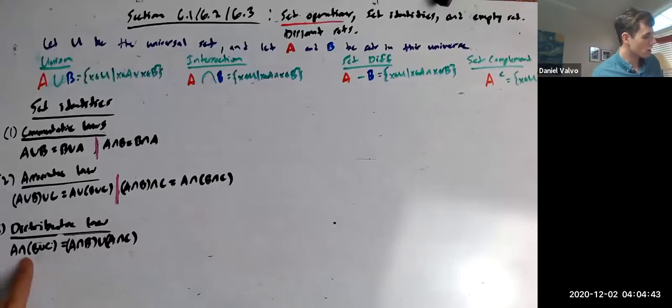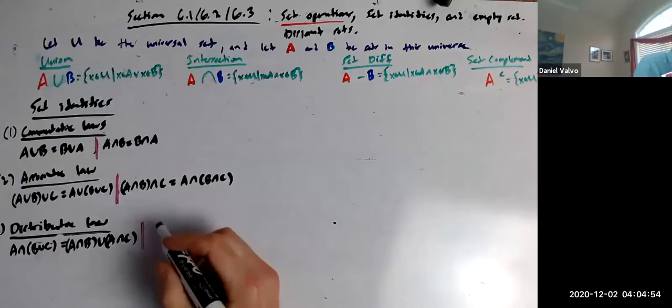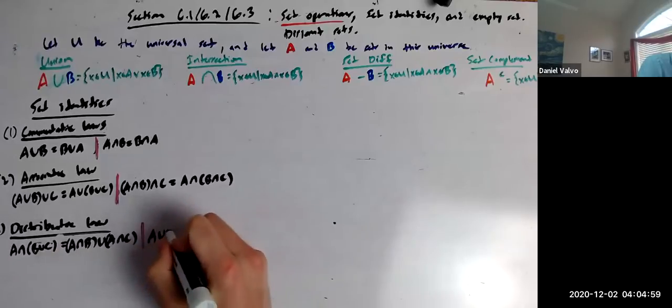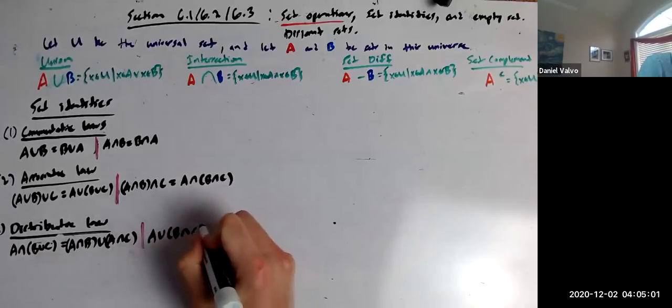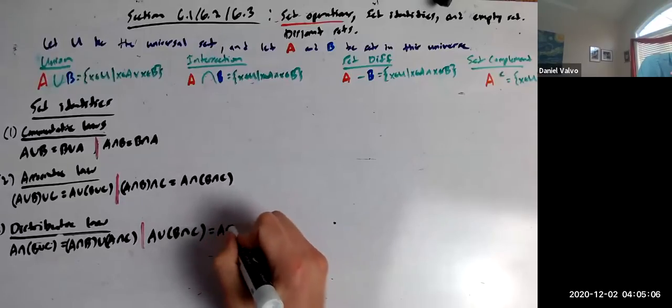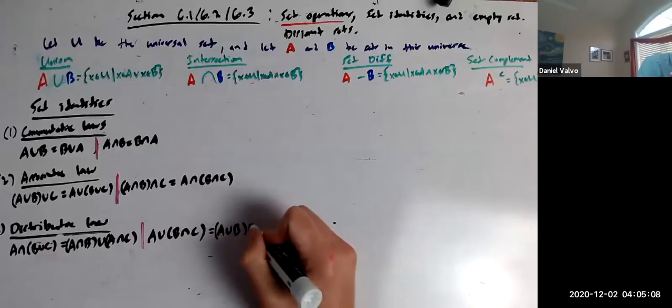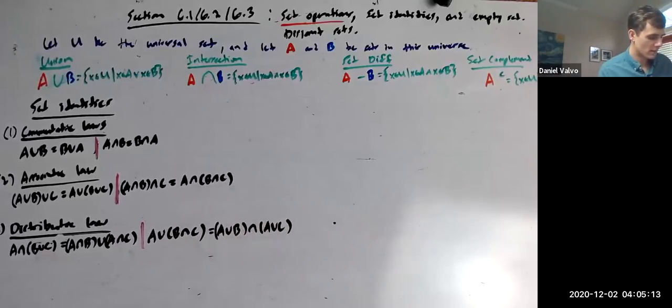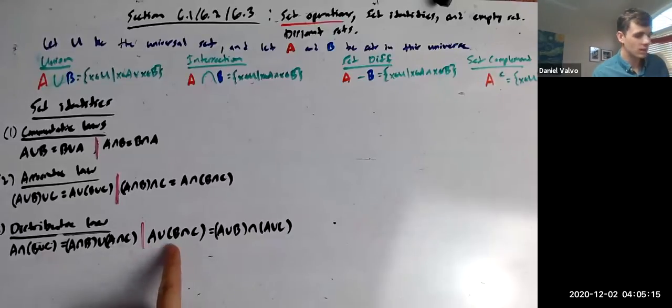So you literally distribute this A intersect to the B and the C, to the B union C, which is interesting. And then the same thing the other way around. We have A union (B intersect C). That's going to equal (A union B) intersect (A union C). Once again, now we're distributing the A union to the B intersect C.